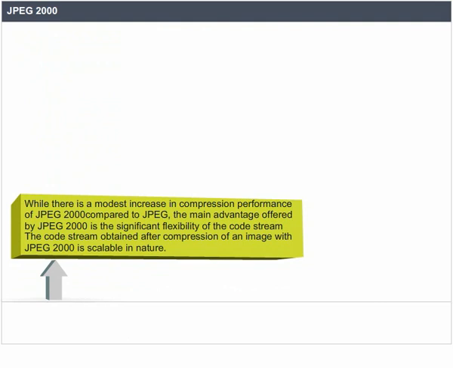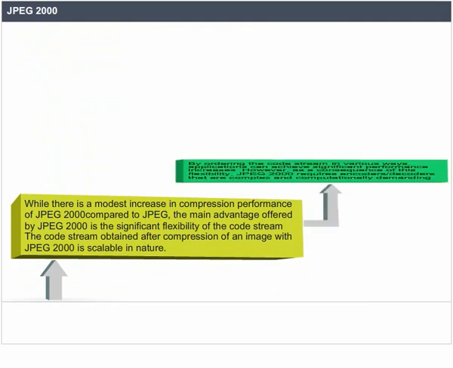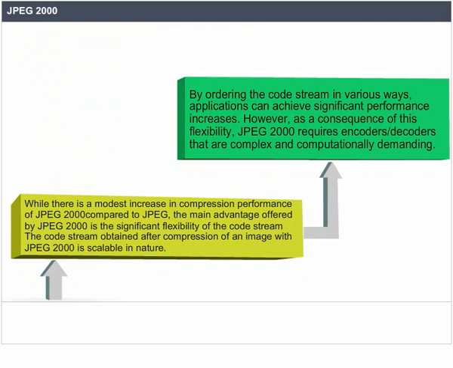JPEG 2000 is the significant flexibility of the code stream. The code stream obtained after compression of an image with JPEG 2000 is scalable in nature. By ordering the code stream in various ways, applications can achieve significant performance increases. However, as a consequence of this flexibility, JPEG 2000 requires encoders and decoders that are complex and computationally demanding.